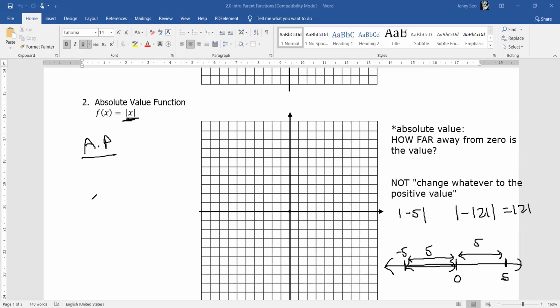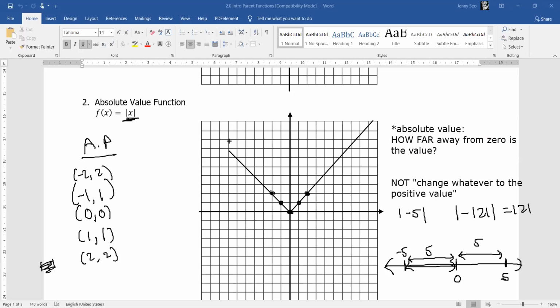All right? So, if the x value is 0, the y value is going to be 0. If the x value is 1, Saima, how far away from 0 is 1? 1. Good. How far away from 0 is 2? 2. Good. How far away from 0 is negative 1? 1. Good. And how far away from 0 is negative 2? 2. Good. Okay, so we've got 0, 0, 1, 1, 2, 2, and negative 1, positive 1, negative 2, positive 2. If we keep going, you'll get the absolute value that looks like that.